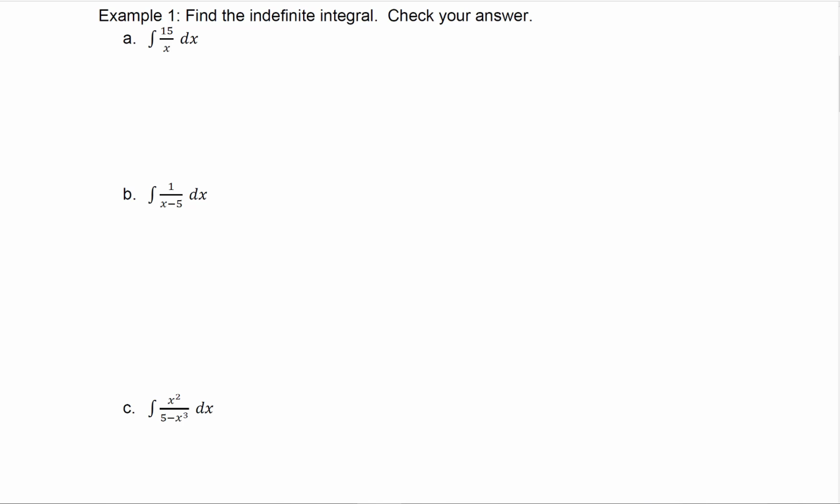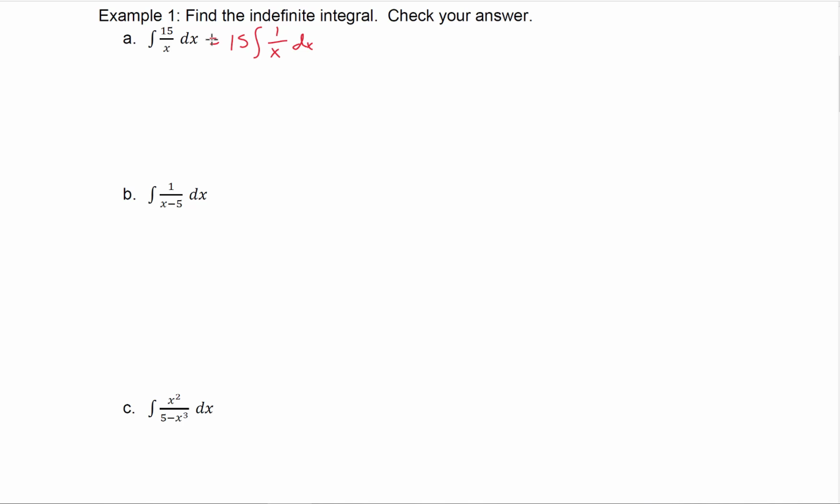Alright, so let's look at some examples finding indefinite integrals involving the natural logarithmic function. So the first one, the integral of 15 over x dx. First thing we want to do is pull our constant out of this integral. So this is 15 times the integral of 1 over x dx. And in this case, we have no substitution that we need to do.